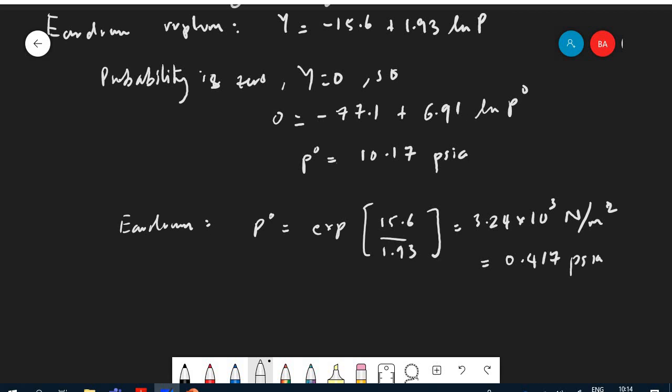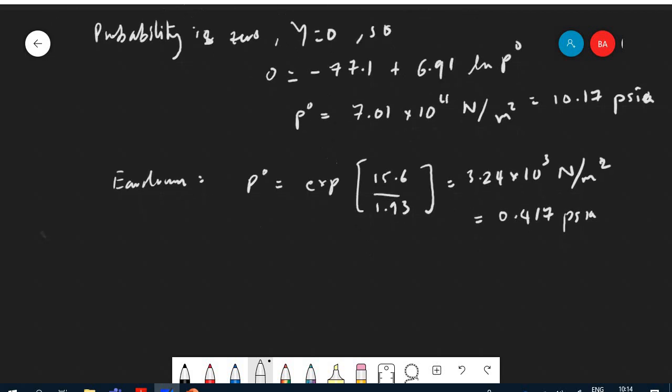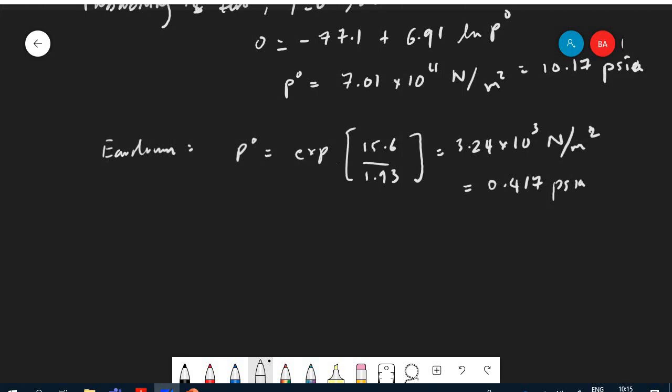I skipped one step here because it was already in newton per meter square, and then you need to find it in psia. So I'll just write that so that you don't get confused. That was 7.01 into 10 to the power 4 newton per meter square, which was equal to 10.17 psia. Okay, so that was it. So now, depending on what we have as P naught, this will occur at the following distances.